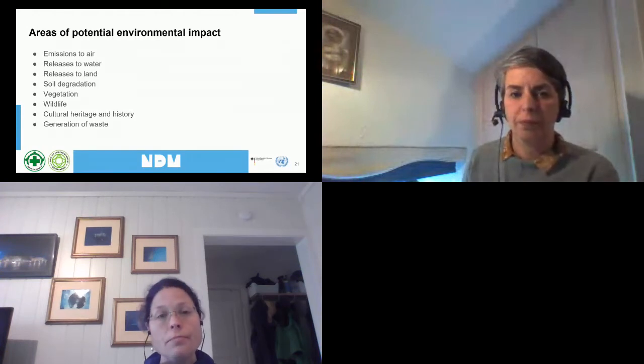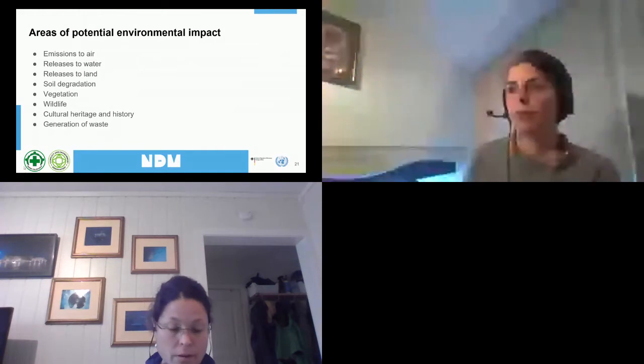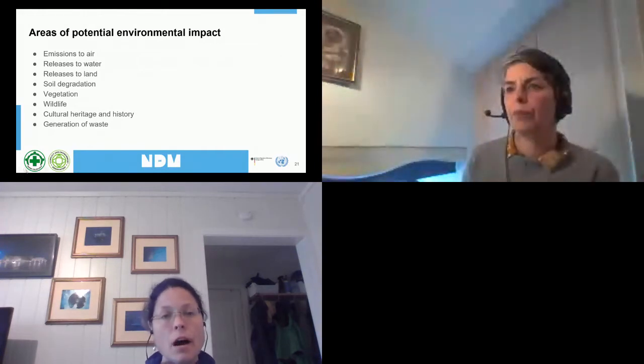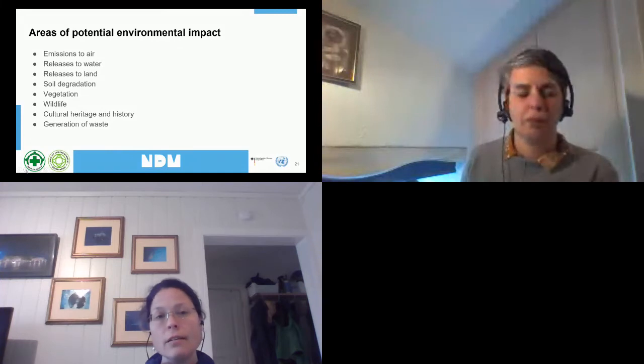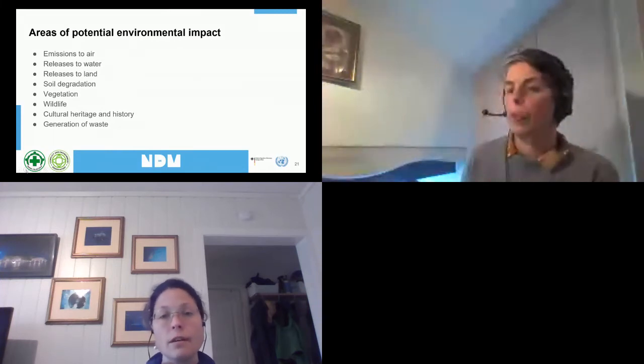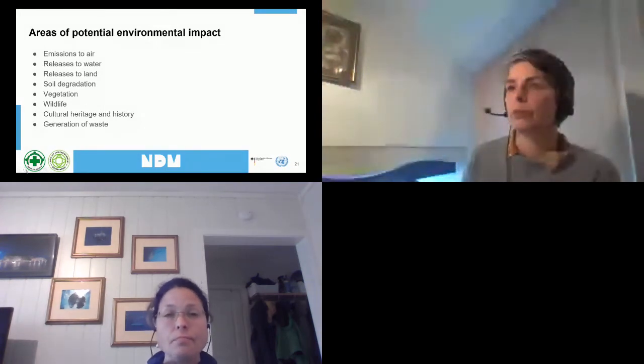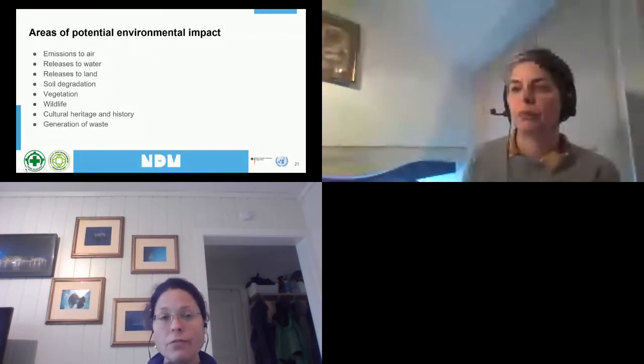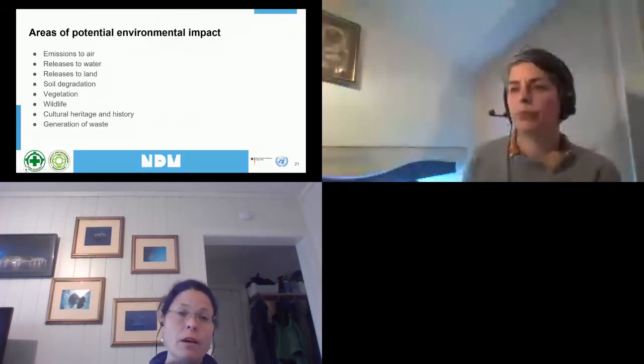Releases to water. We want to ensure that we don't pollute our water sources. Other types of releases to land, so perhaps toxic waste leaking into the soil. Of course, soil degradation. We also need to think about how we are impacting on vegetation, for instance, through cutting and removal. How might we impact on wildlife? How might we impact cultural heritage and history? And what are we doing with waste and how are we managing that waste?